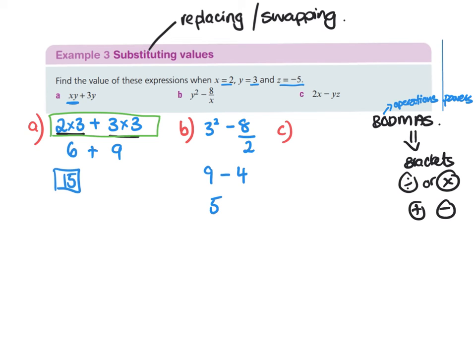And let's do the last one. C, we've got 2 times 2 minus 3 times negative 5. Okay? We'll do the multiplication first. So 2 times 2 is 4 minus... Now, we've actually got negative 3 times negative 5. Does anyone know what a negative times a negative gives? Positive. So we've got 3 times 5 now, which is 15. And then we go 4 plus 15 is 19.